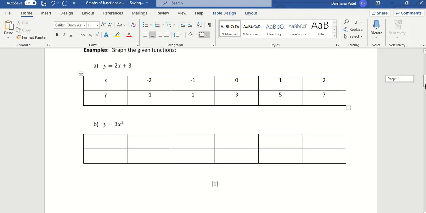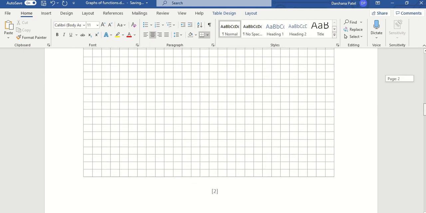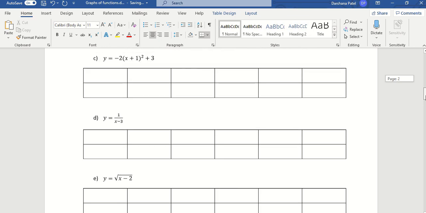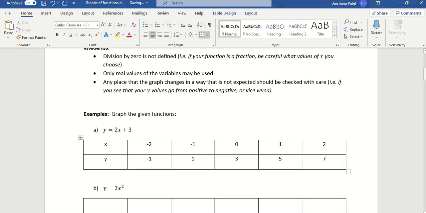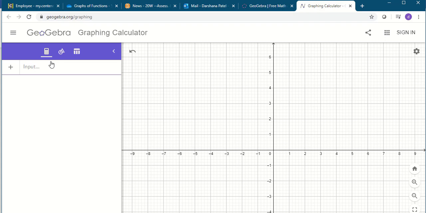Ideally, you will plot them on line paper, grid paper like this. I am going to show you using software, but I want you to learn how to do it manually. So we'll plot this graph, y equals 2x plus 3. Make sure we label our axes: this is your x-axis, this is your y-axis, and then you will plot your points.